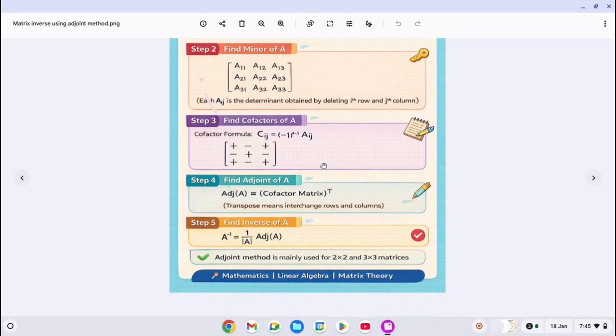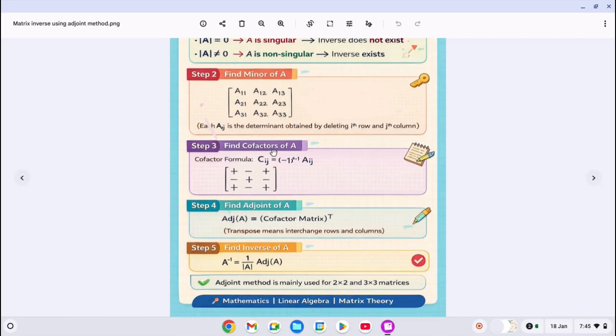In step 3, we have to find the cofactors of A. Cofactor of A is nothing but adding a sign. Here I am giving a sign checker. If you add this sign to the minor matrix, it becomes a cofactor matrix. Then if you want to find the adjoint of A, you just have to transpose the cofactor matrix, and then we can find the adjoint of A. Transpose is nothing but interchanging or swapping rows and columns.